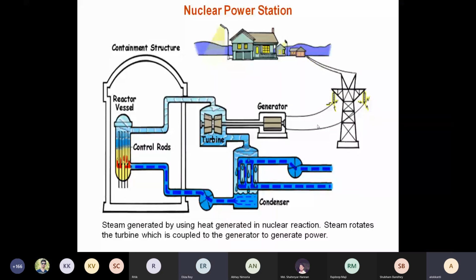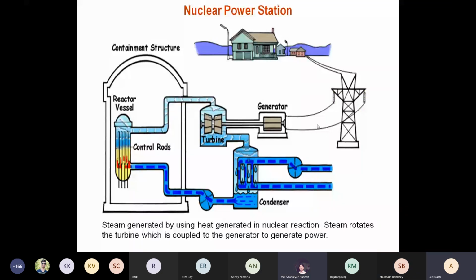Faraday's law. Electromagnetic induction. Fleming's which rule? Left hand or right hand? Right hand. I am giving both the answers, so 50% of the answer is correct. Right hand rule.